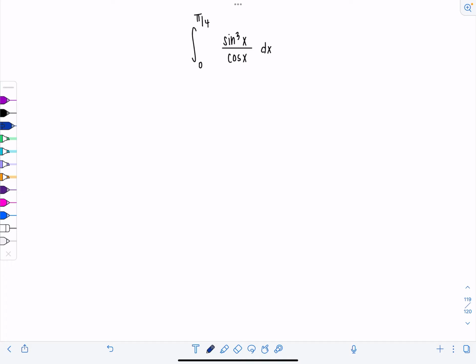We have a definite integral this time, 0 to pi over 4 sine cubed x over cosine x dx. All right, if you want to pause the video and try it on your own, feel free.